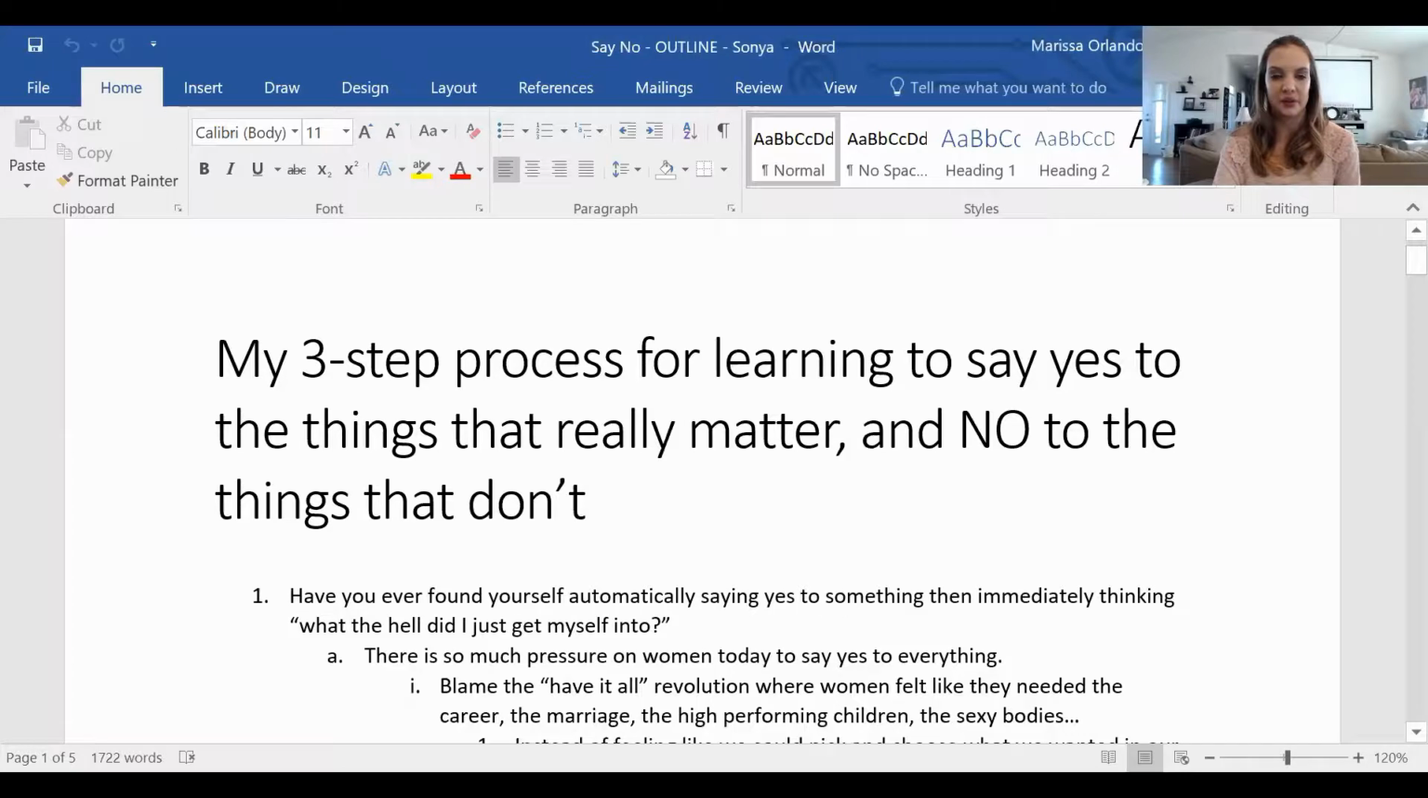Remember, I said it's a rough draft. So this is not a perfect headline, it's just a working headline for right now. But it says, my 3-step process for learning to say yes to the things that really matter and no to the things that don't, right?